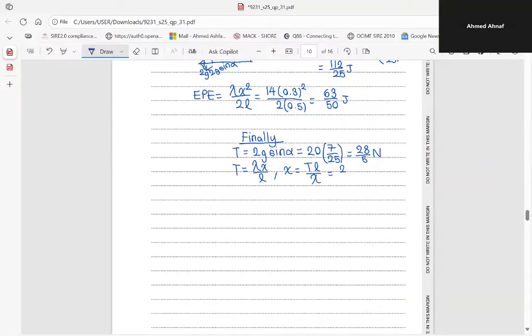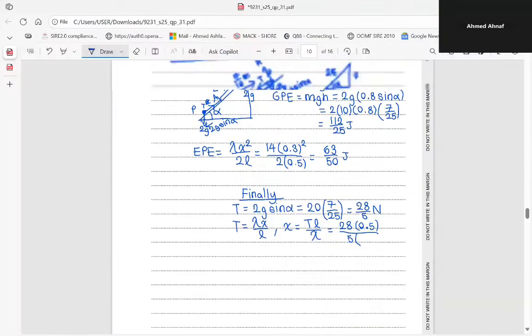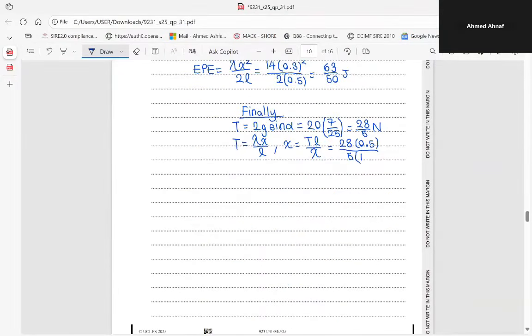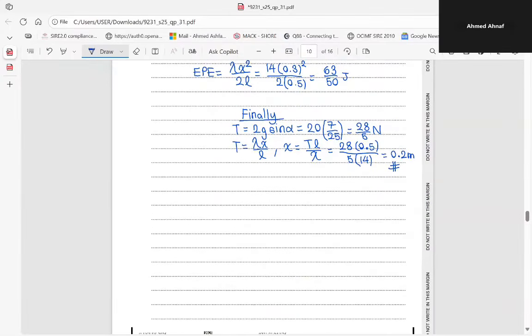So this is 28 times L, where L is the natural length, over 5 times lambda, which is the modulus of elasticity. So this would be 14 divided by 14 divided by 5, which is 0.2. So this would be the extension of the string below A.